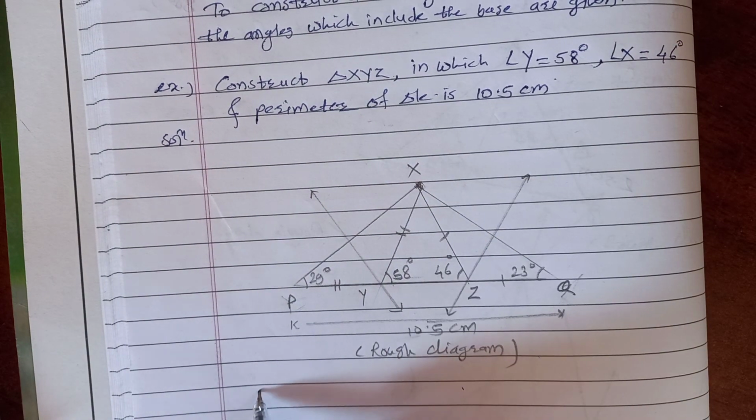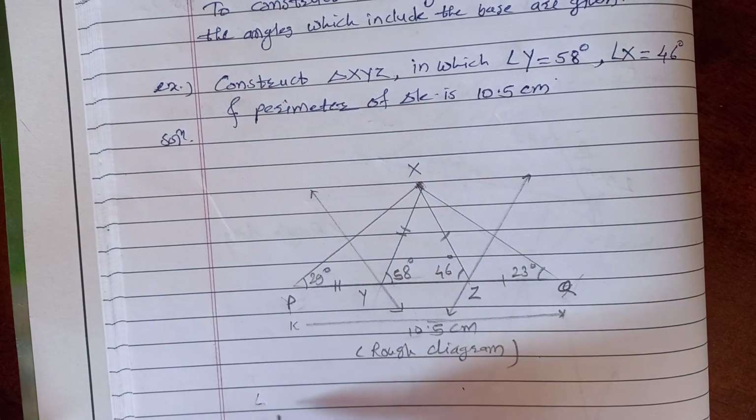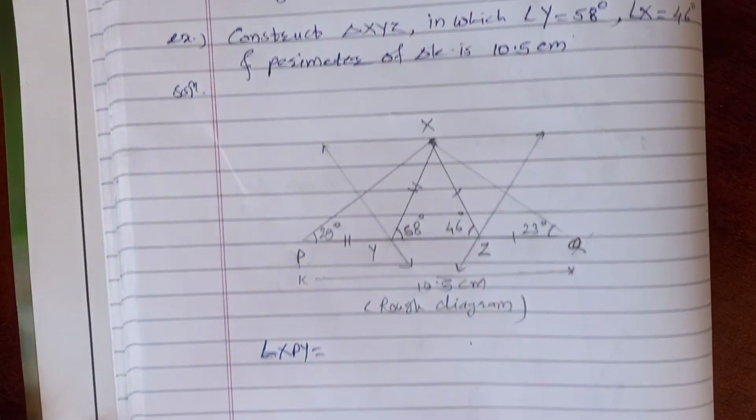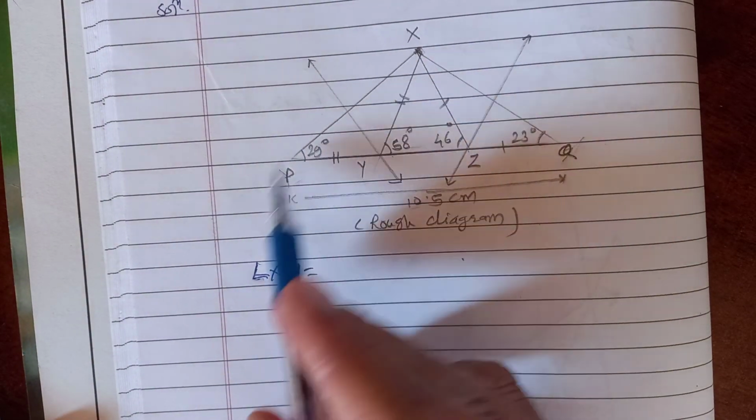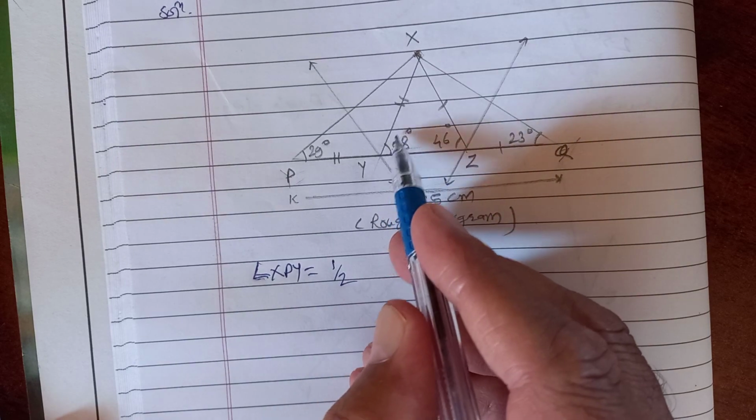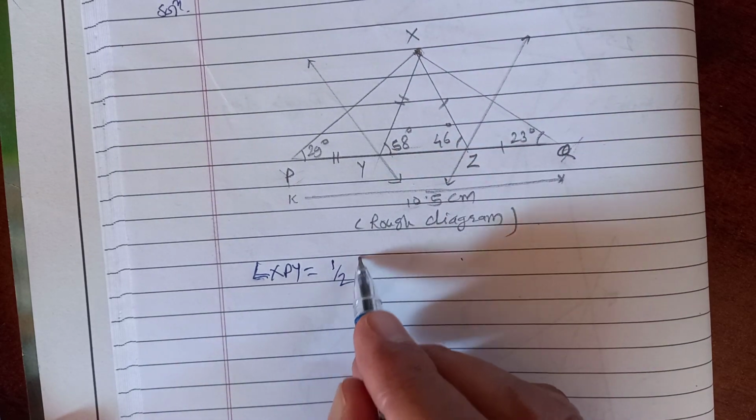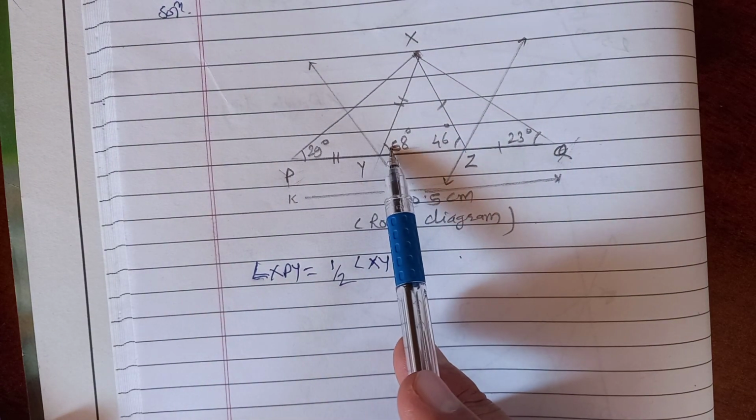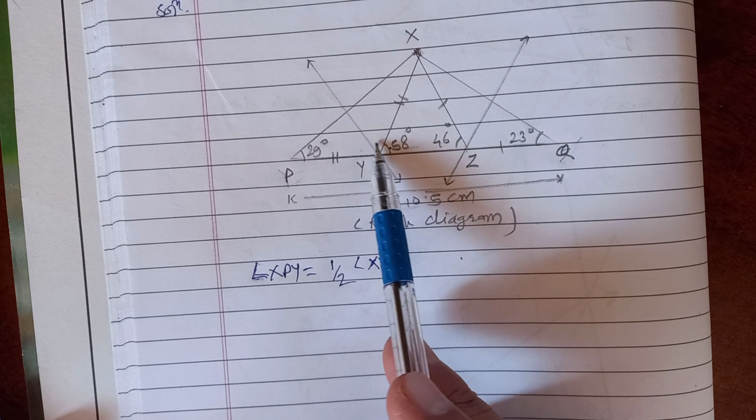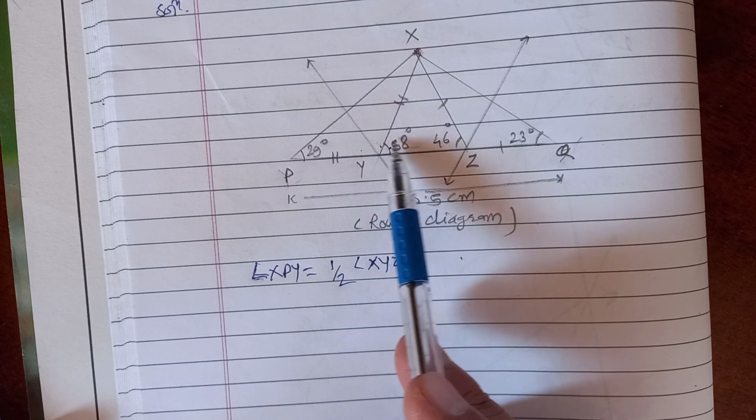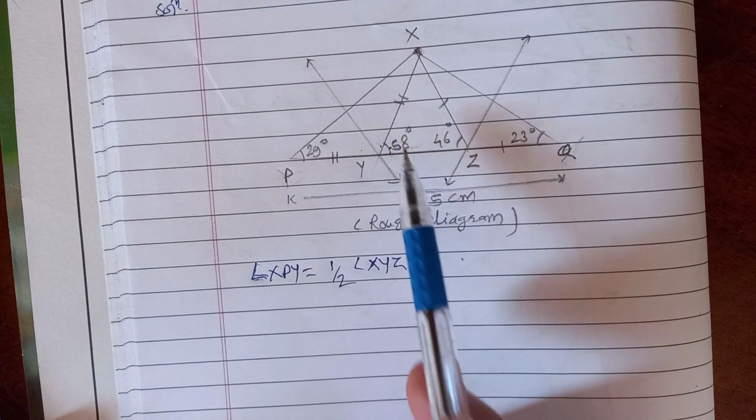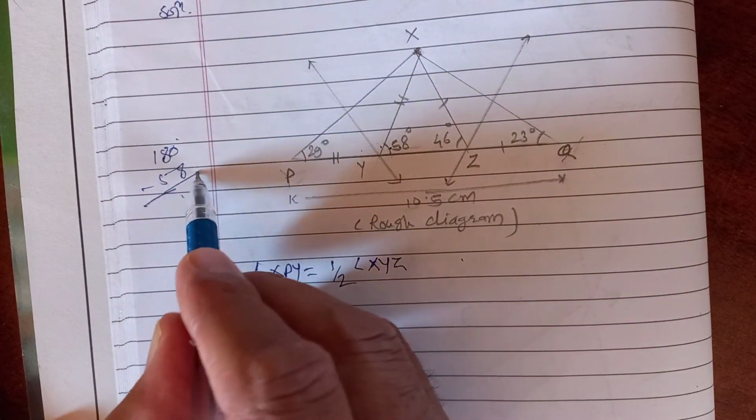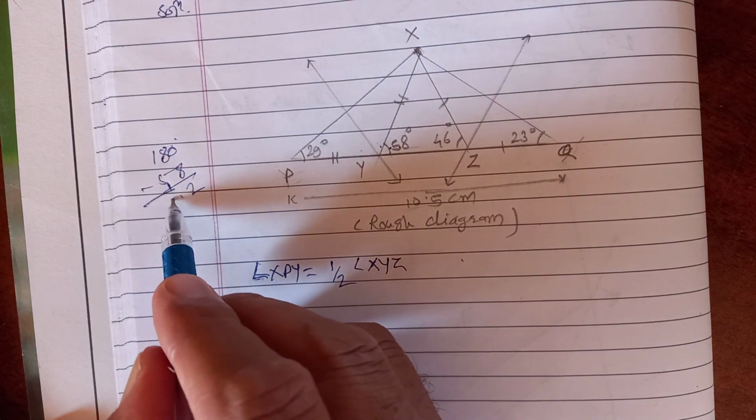So angle XPY, in the exam also you have to write this, XPY is half of angle XYZ. I already explained how. In this triangle, suppose angle Y is 58, so what is the angle of this one? 180 minus 58. So it is 122 degrees.